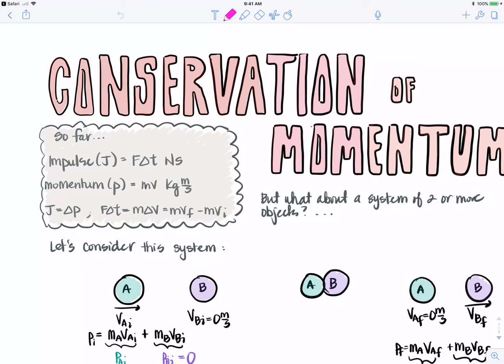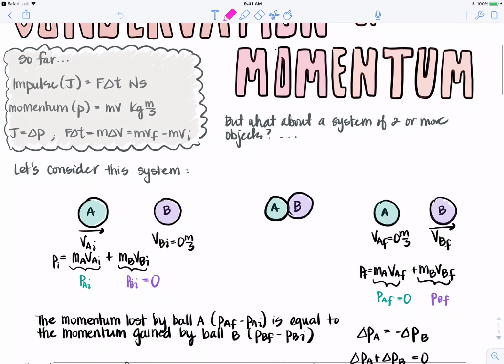But what about a system of two or more objects? We've been looking at one-dimensional momentum, and we even saw two-dimensional momentum in our hockey puck problem. So now let's consider a system that's composed of more than one object. We can consider the simple system of billiards with two balls, ball A and ball B. So here we have ball A, which starts with some initial velocity, VAI, and ball B with mass B that has an initial velocity of 0.